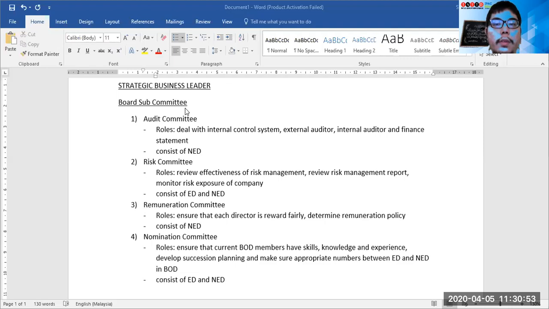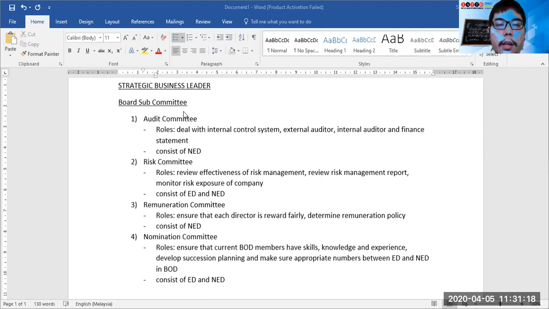This is among the famous subcommittees under the board subcommittee. The first one is the audit committee. What is the role of the audit committee? Their role is to deal with the internal control system, external auditor, internal auditor, and the financial statement.